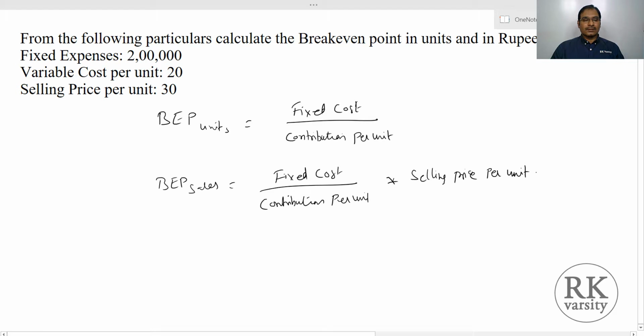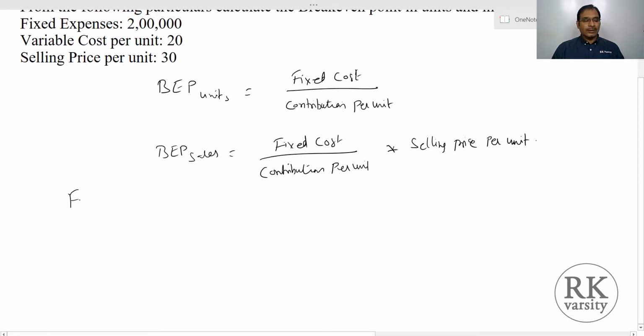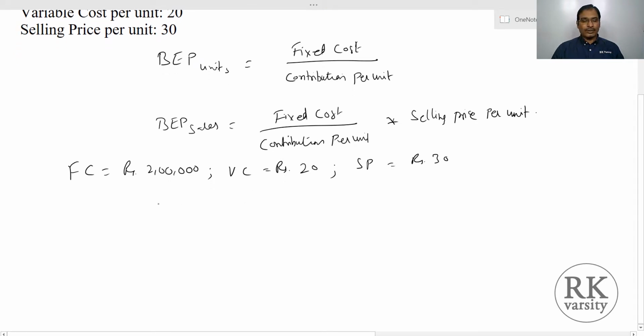Now here is an example. From the following particulars, calculate the break-even point in units and in rupees. Here our fixed cost, denoted as FC, is rupees 2 lakhs, whereas the variable cost is rupees 20 and selling price is rupees 30 per unit. First we will calculate the contribution per unit, which equals selling price per unit minus variable cost per unit. So this equals 30 minus 20, which is rupees 10.